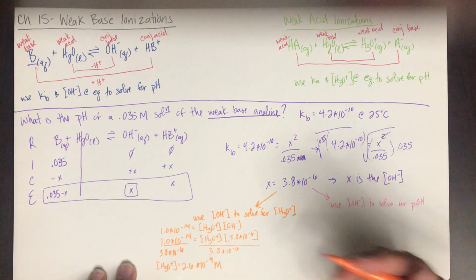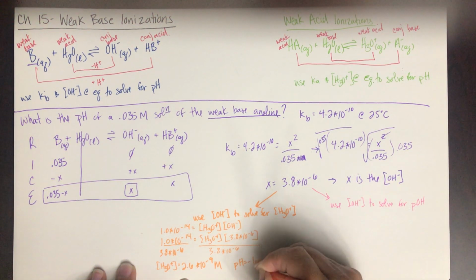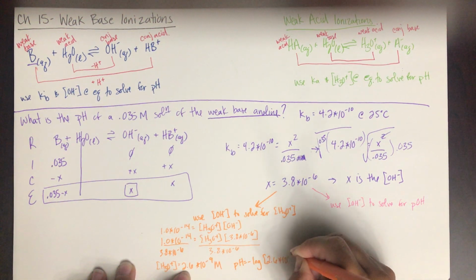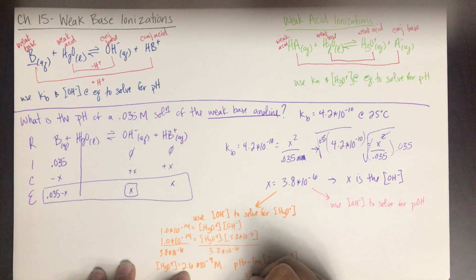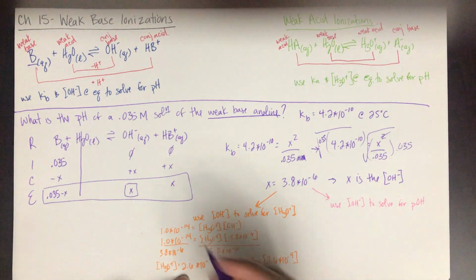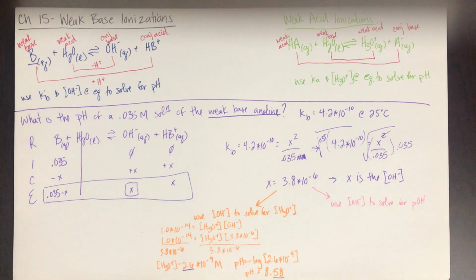And then from that, we can solve for pH. pH equals the negative log of the hydronium ion concentration, 2.6 times 10 to the negative 9th. pH equals 8.58. Remember, the number of significant figures in the concentration, two significant figures, is the number of decimal places in the pH. So it's 8.58.